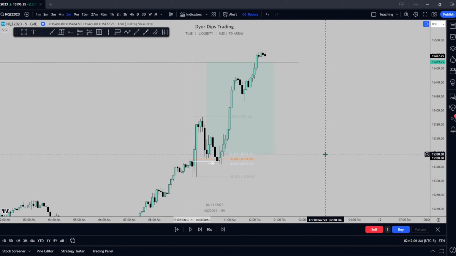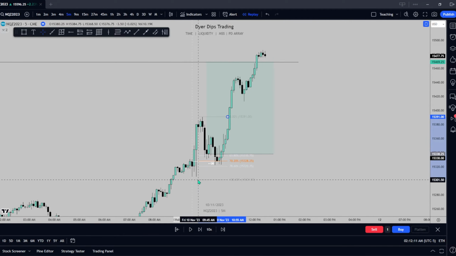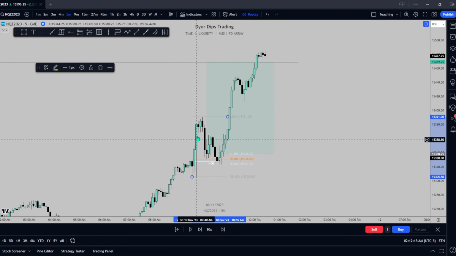So I hope that's starting to make some sense here. We're looking for continuation models. And as we can see here, we marked out this swing low. You could have used this swing low here as well. They are pretty much the exact same price, so it doesn't really matter in this case. I just used this one because it was the initial low before the high. So technically speaking, that's the correct low to use.